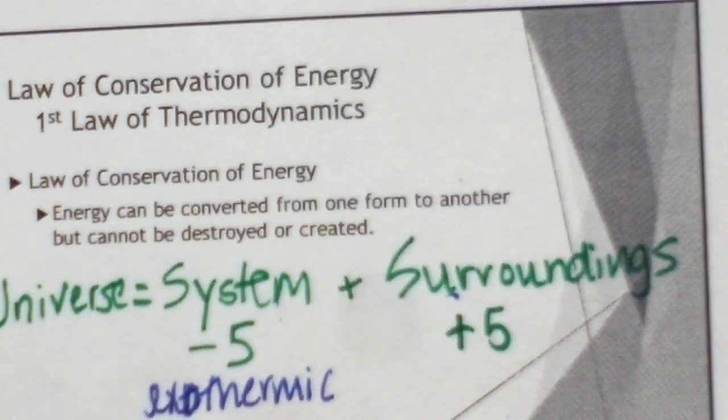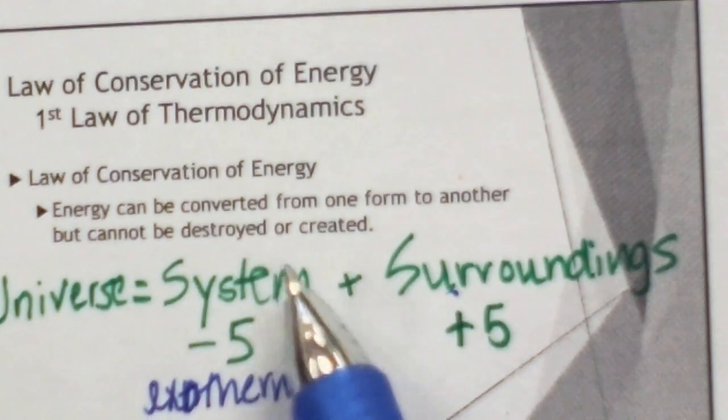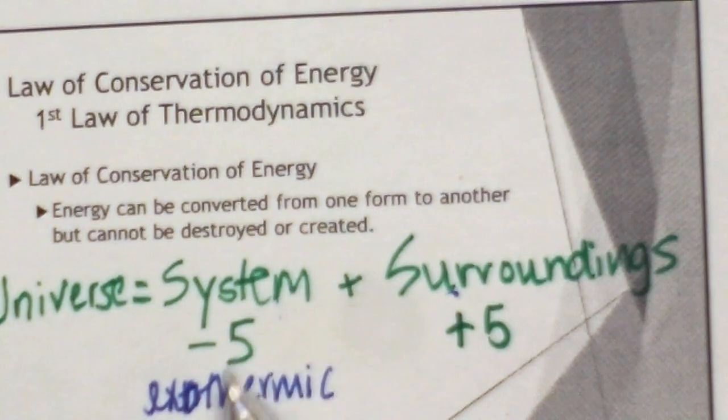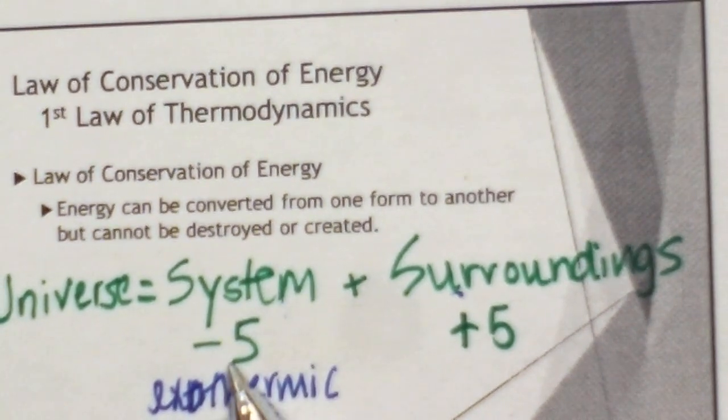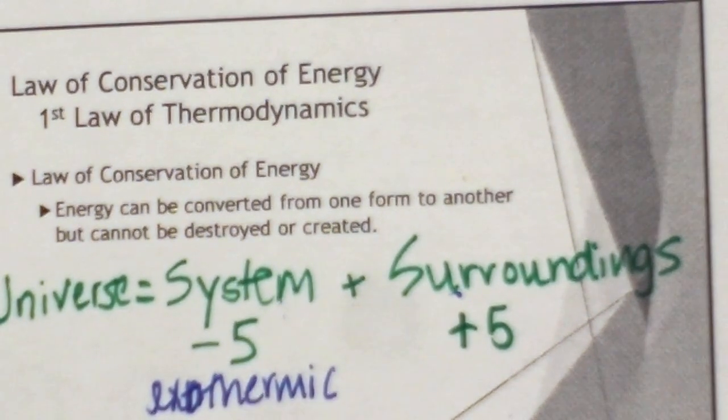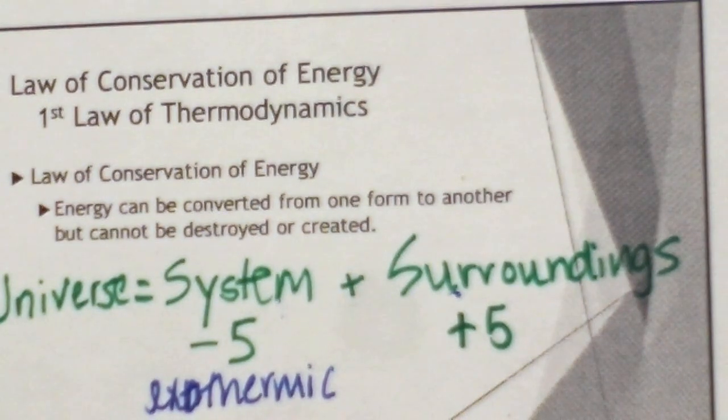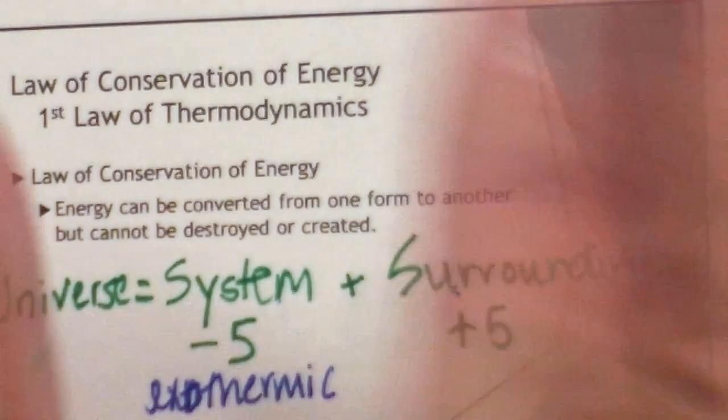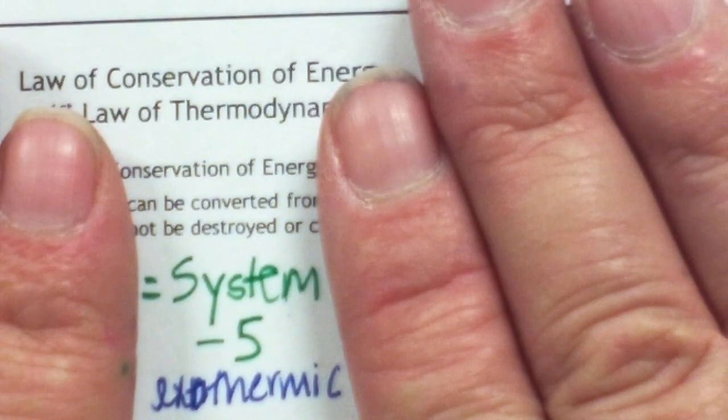And so when a system, any system, loses energy, it's called exothermic, and it is negative. And the reason it's negative is because the system, the thing that you're looking at, is losing energy. That's why it's negative, because when we isolate it and we look at only that part of it, it's losing energy.